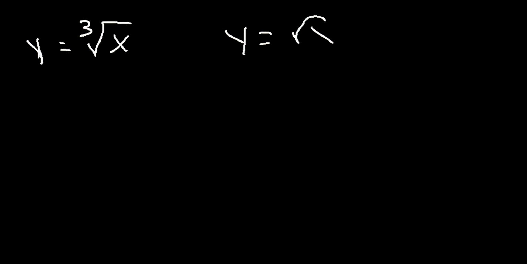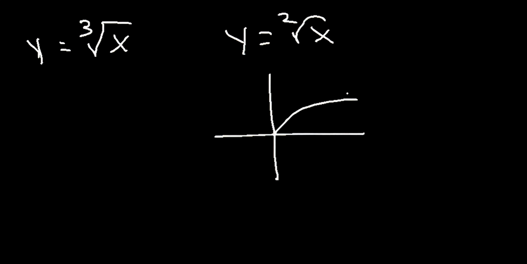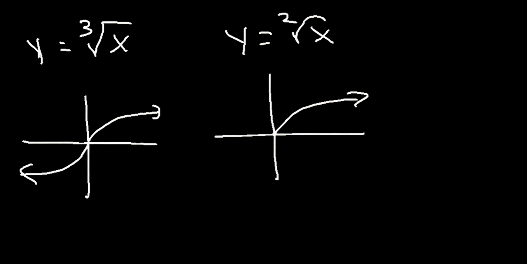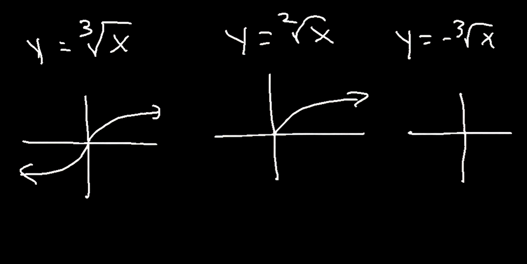Okay, so now let's move on to a different type of radical, a radical with an odd root instead of an even root. The square root of x, what we considered was this one. There's an invisible 2 that you don't see. So if it's even, it looks like this. But when it's odd, it looks like this instead. So negative cube root of x is going to look like this.